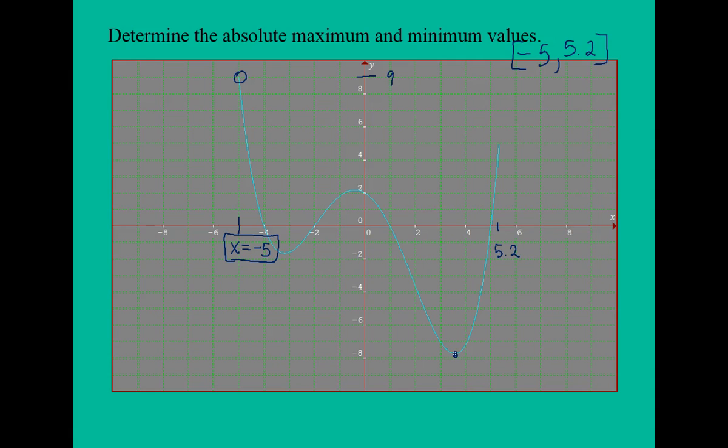The absolute minimum, it appears this is approximately, let's say, 3.8. The absolute minimum occurs at x equals 3.8, and the value is -7.8.